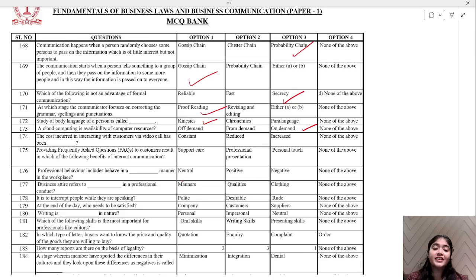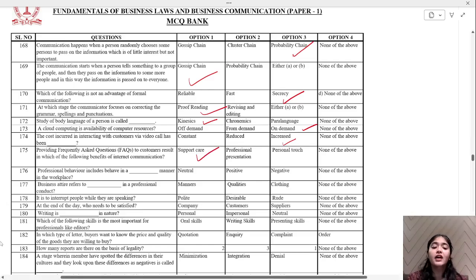Cost incurred in interacting with customers via video call has been dash constant, reduced, increased. Tell me, it has increased because now everyone is using those ways. Providing frequently asked questions to customers result in which of the following benefits of internet communication? Support, care, professional presentation, personal touch, or none of the above? Support, care, because you're already providing them answers to the questions that may come up.